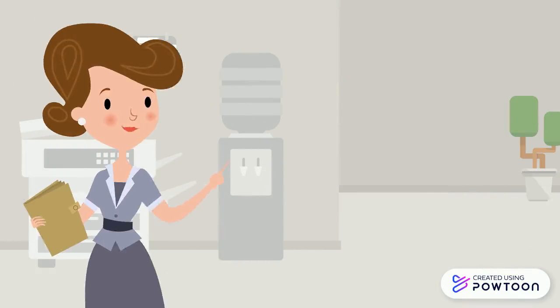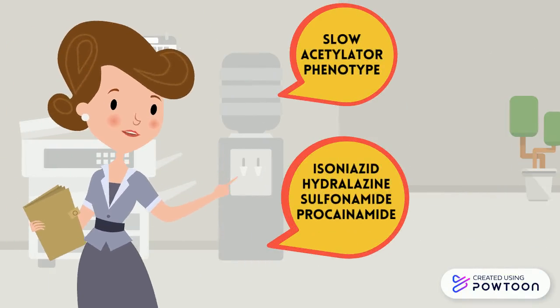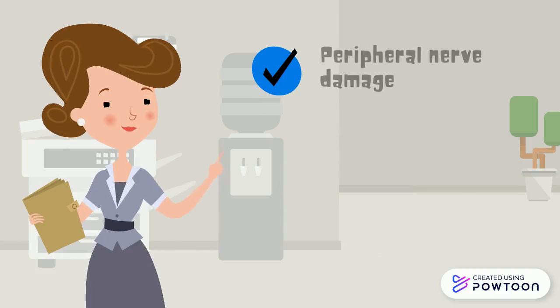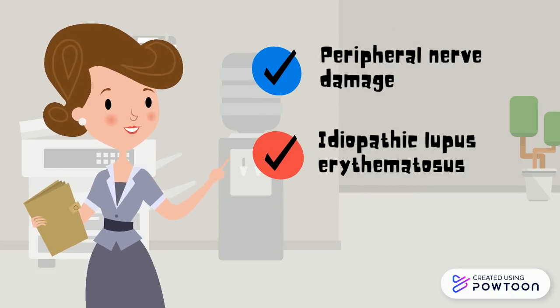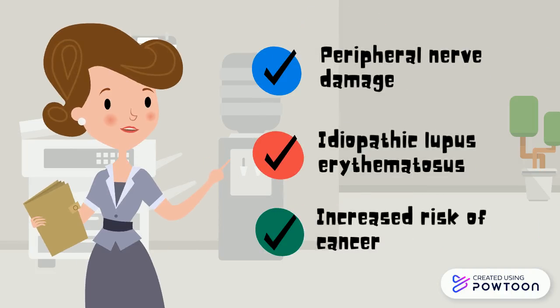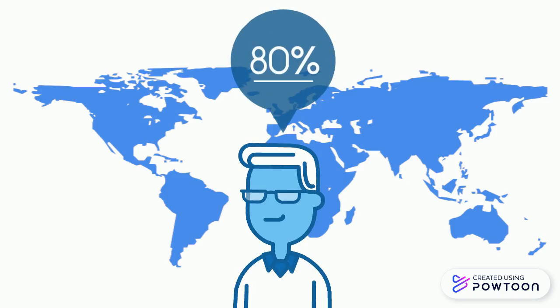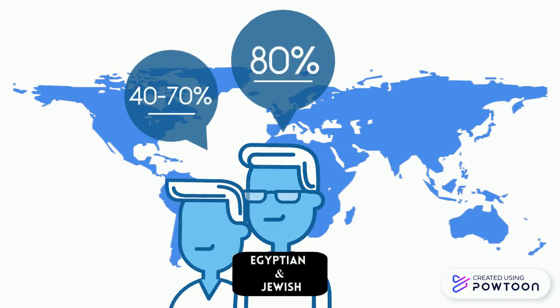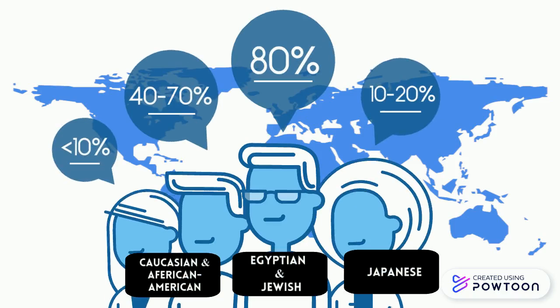When someone is having a slow acetylator phenotype and ingesting these drugs, it will increase the risk of getting peripheral nerve damage, idiopathic lupus erythematosus, and increase the risk of getting cancer. People with slow acetylator phenotype are most commonly found among Egyptian and Jewish, while East Asian and people at the north part are the least common.